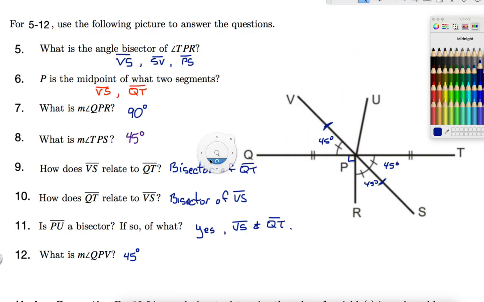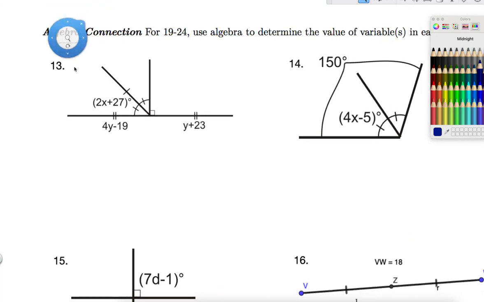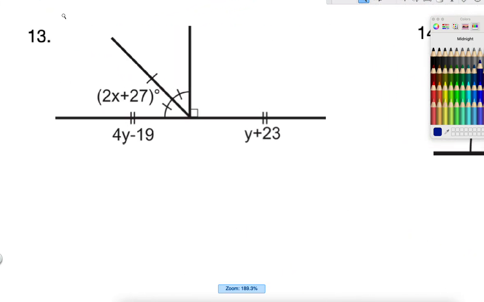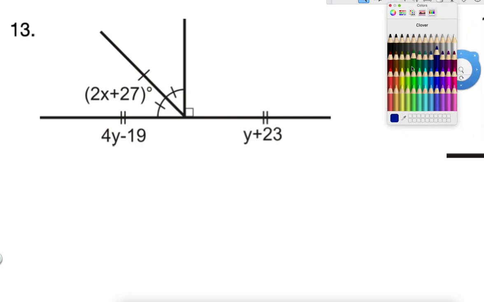All right. Let's do some algebra. We're going to write some equations and solve. Before we do that, let's recognize some symbols here. This symbol right here is the degree symbol, and it refers to an angle. So this is an angle right here.